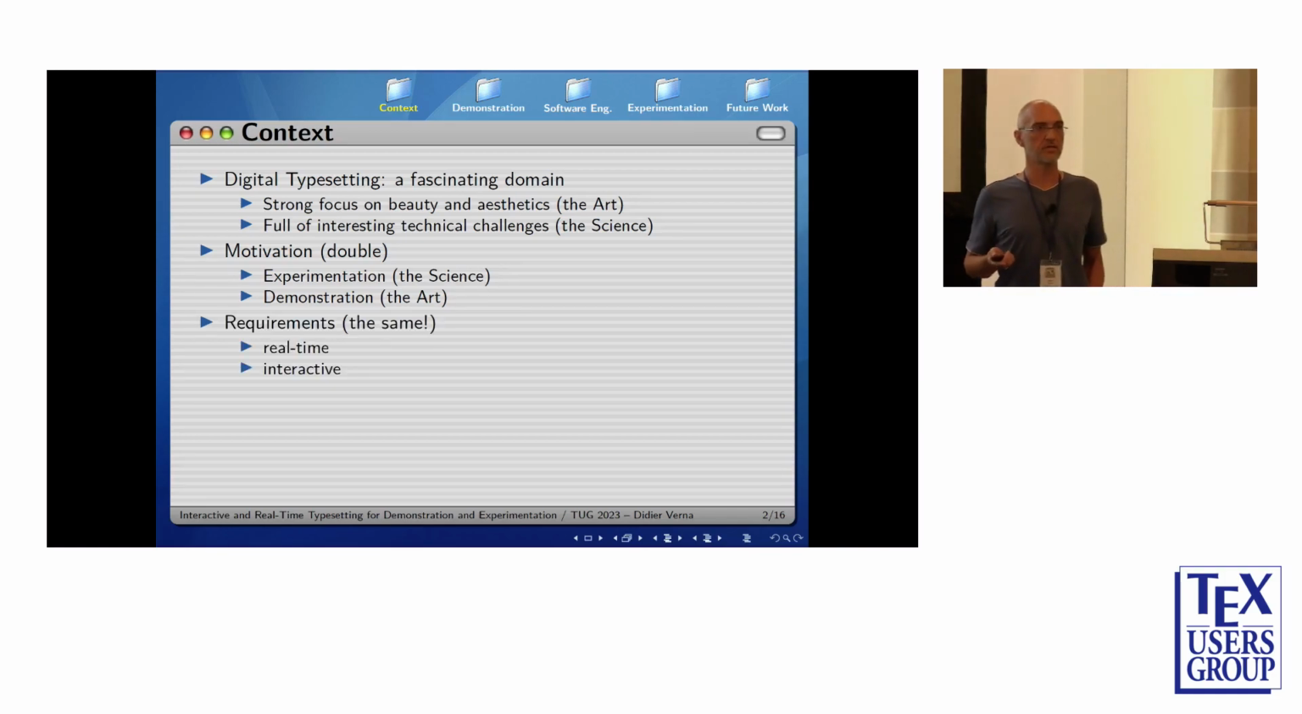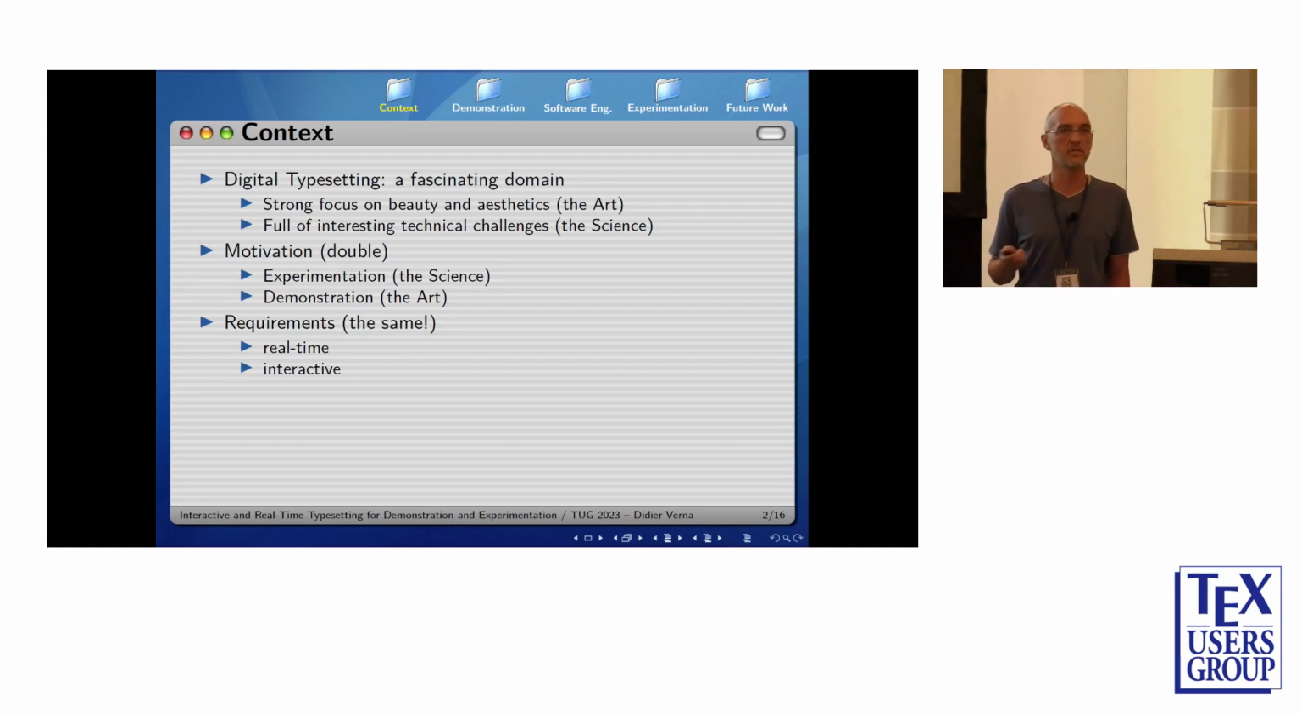If you think about it for a couple of seconds, you will quickly realize that both of these motivations actually share two common traits, which is the need for a system which would be both interactive and real-time. I think for experimentation purpose, this is pretty obvious. You want to be able to manipulate stuff and visualize the result immediately. You want to be able to maybe hot patch some pieces of code and see if it works better or not. So it's pretty obvious, but maybe for demonstration purposes, it's a bit more subtle.